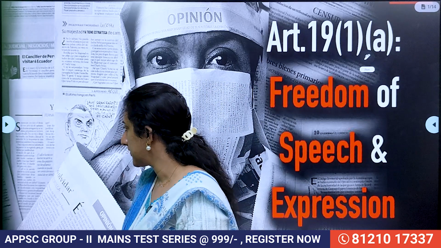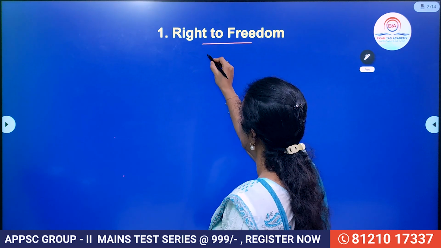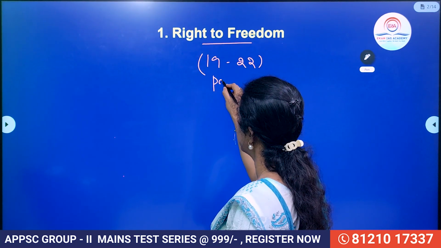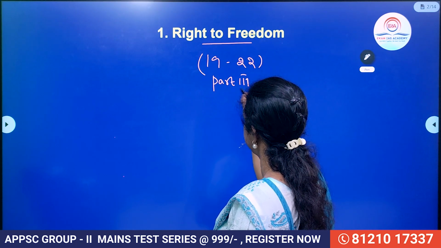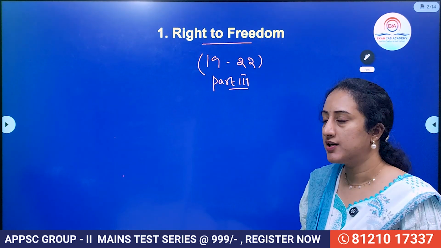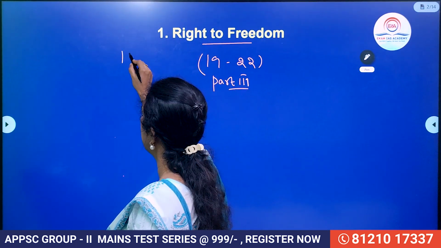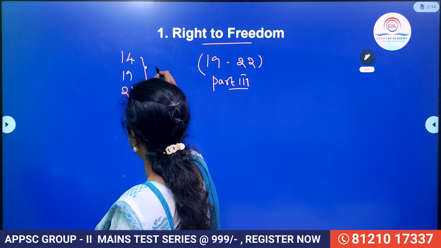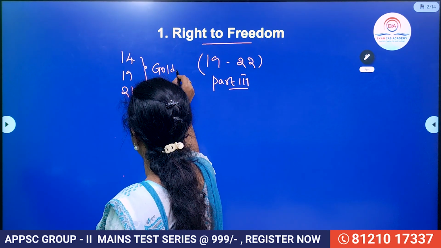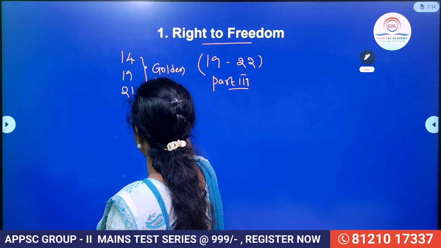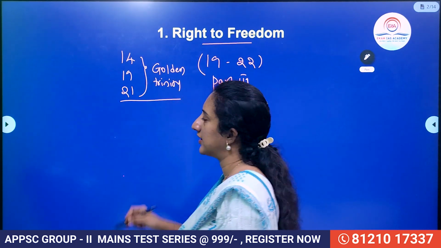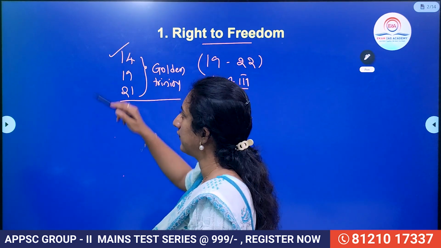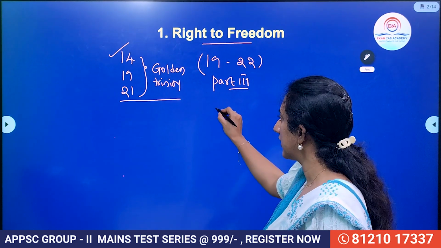So first, let us discuss: what is Article 19? From Article 19 to Article 22, in Part 3 of the Indian Constitution, we have the right to freedom. Article 19 is very important because in the Indian Constitution we have three articles, Article 14, 19 and 21, which are considered the golden trinity of the Indian Constitution. We have already discussed Article 14 and now we are discussing Article 19.